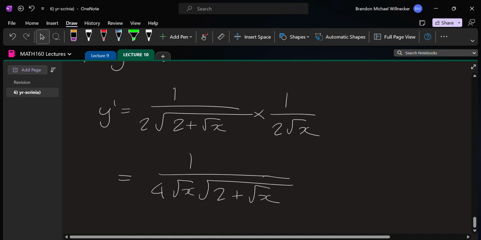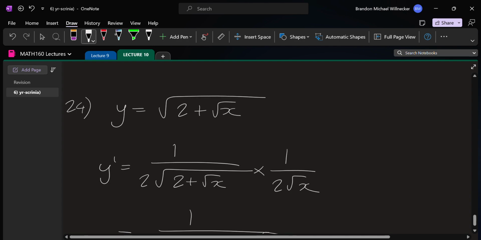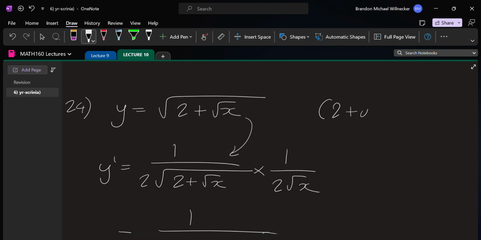Okay, so if you want to combine that, that's fine. So we end up with 1 over 4 root x root 2 plus root x. Okay, you don't need to combine it. You can leave it like we had in the first line. Okay, any issues with this one?